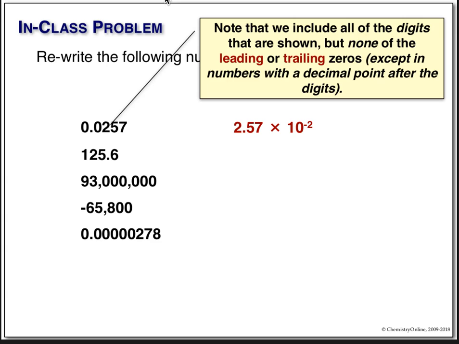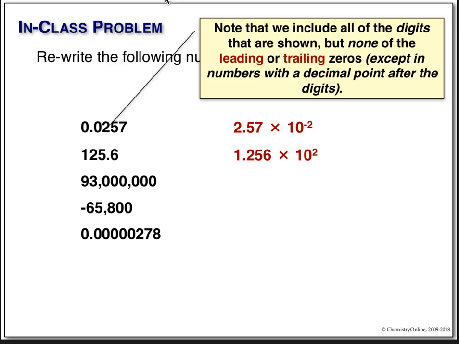Our next one, we do have a real decimal point. We want it here between the 1 and the 2. In order to get there, we had to move to the left 1, 2 spots. So that's going to be a plus 2 exponent. Now think about this. It just really makes sense. 10 squared is 100, isn't it? 100 times 1.256 is 125.6. So it's really simple.